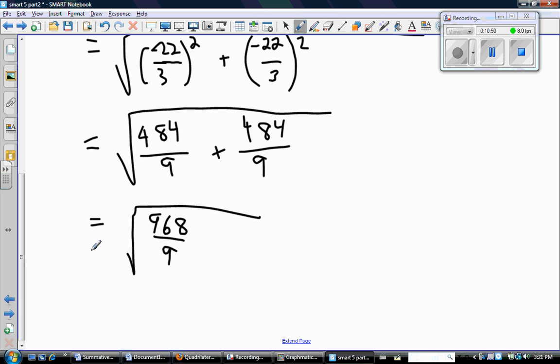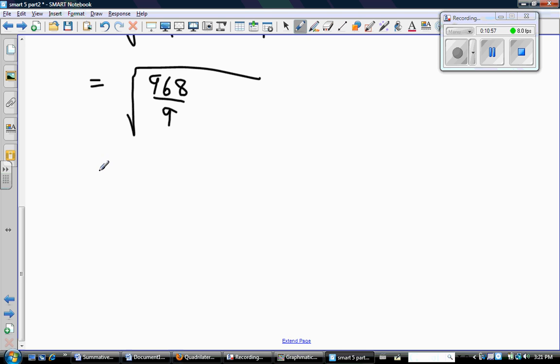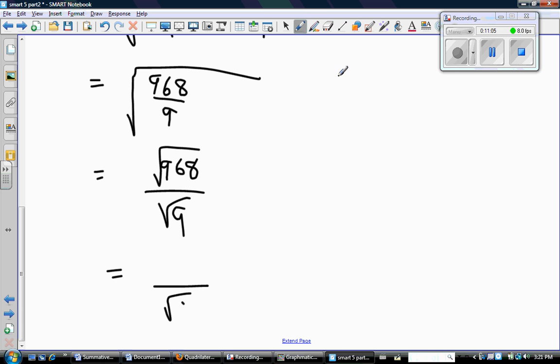But since we have a little bit of time in this video, let's actually practice that process we just did. Let's reduce this radical and simplify fully. So again, separate the top and the bottom into separate radicals. And we know that the square root of 9 is just 3. So let's deal with 968. That's a weird one.